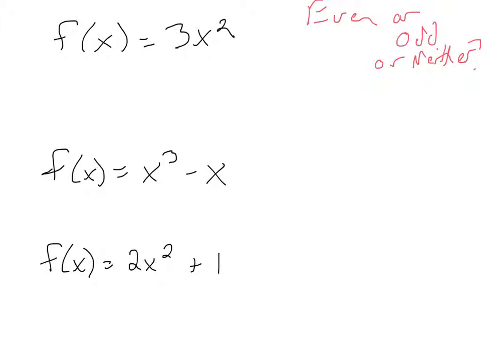Using the algebraic definition, which was that in the case of an even function, f of negative x equals f of x. And in the case of an odd function, f of negative x equals negative f of x. How would we use those definitions of even or odd to determine whether these functions are even, odd, or neither, and therefore symmetric or not symmetric?